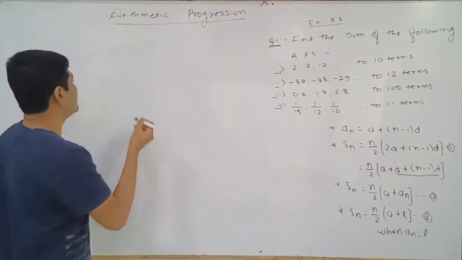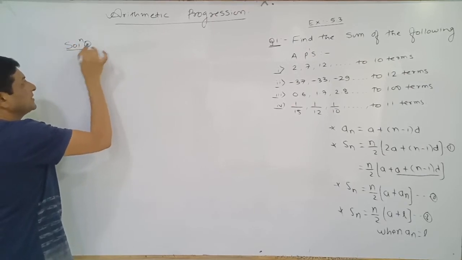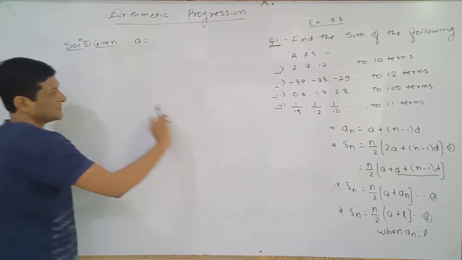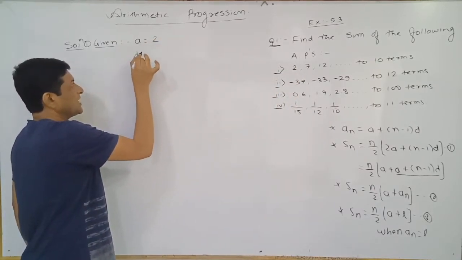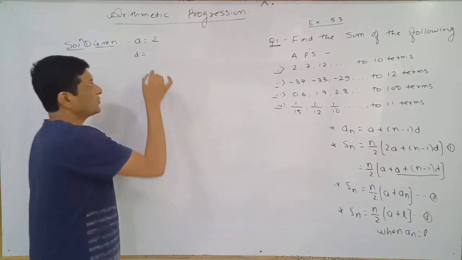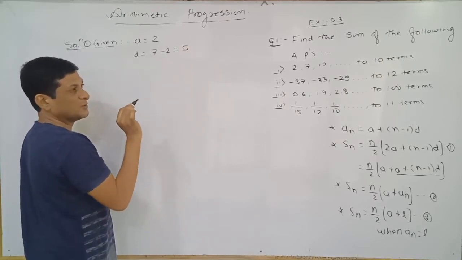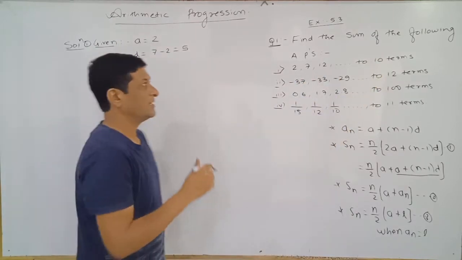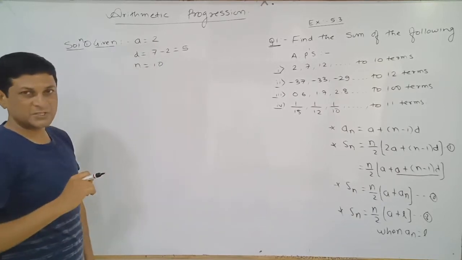So in question number first, observe the given conditions. In this arithmetic progression, the first term is given to us. So the first term we denote by a and its value is equal to 2. Later on we find the value of d. d means what? Difference of any term to its previous term. So we get 7 minus 2 is equal to 5. The difference is also known to us. And how many terms are there in this arithmetic progression? Total 10 terms. So n is equal to 10. So all these values from the given conditions are known to us.